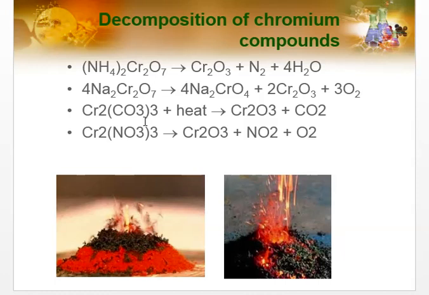By the decomposition of chromium carbonate, we can prepare chromium oxide and carbon dioxide. And by the decomposition of chromium nitrate, we can prepare chromium 3 oxide, nitrogen dioxide, and oxygen.